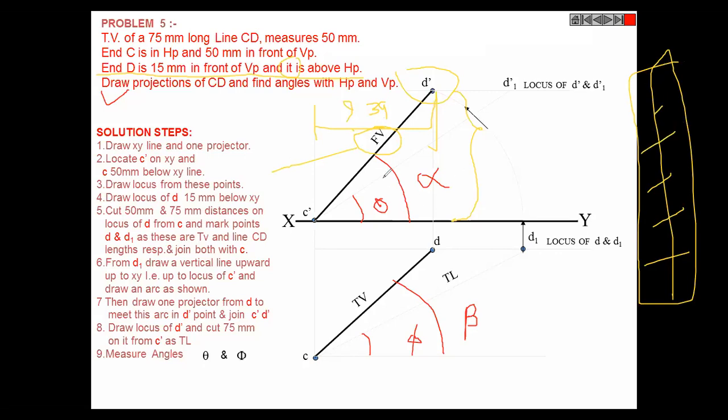6.5, 5.5 sir, front view. 6.5 or 5.5? 6.5. 6.5. Very good. So everyone is getting the same answers.